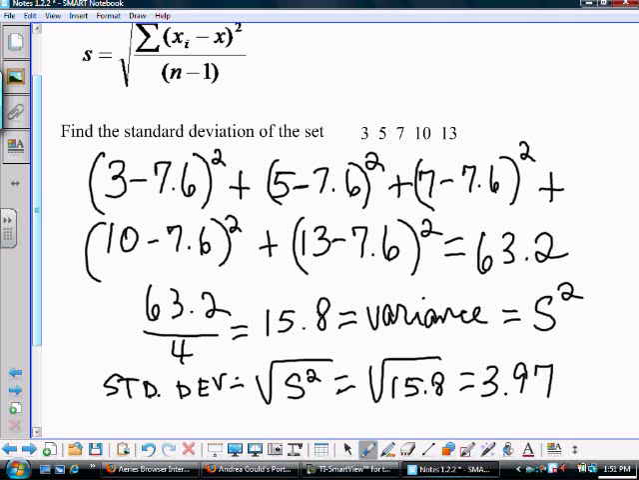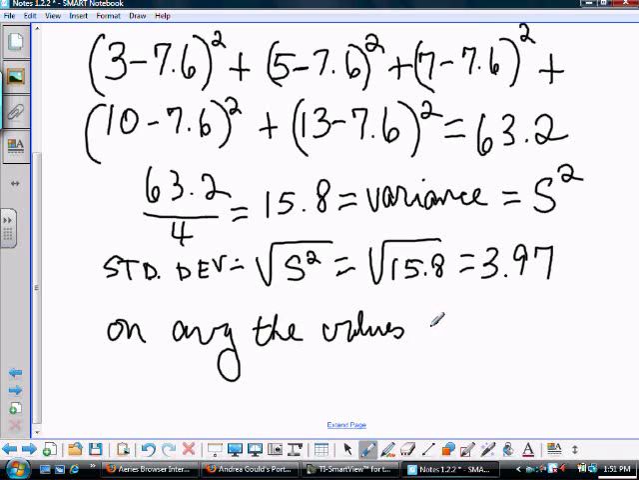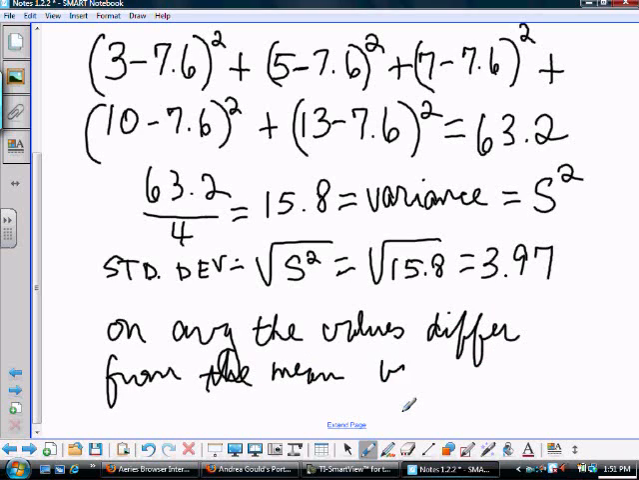Okay, so that's what my standard deviation tells me. On average, the values differ from the mean by 3.97 units.